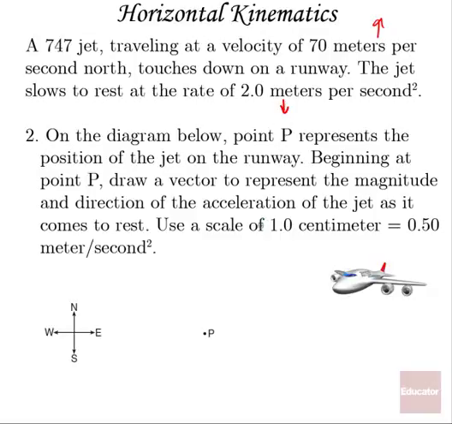Represent its acceleration, and we need to use the scale. 1 centimeter is half a meter per second squared. So if we want 2 meters per second squared for our acceleration, our vector must be 4 centimeters long. So I would draw something that looks kind of like that, making sure that that distance is 4 centimeters.